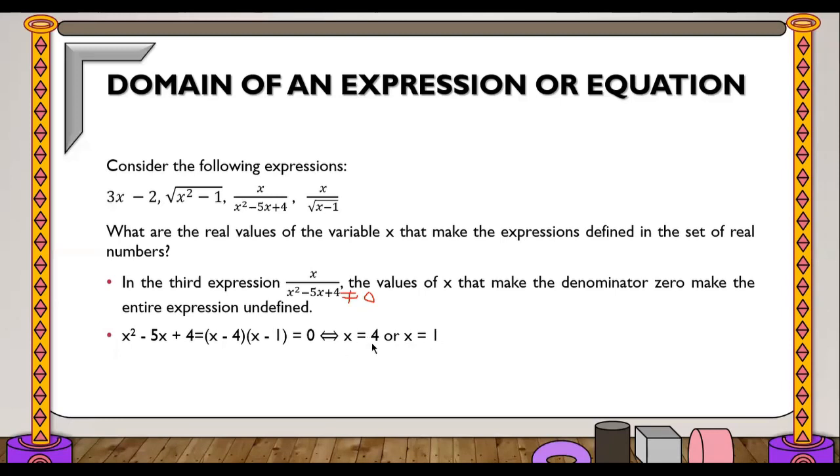Kapag sinubstitute natin yung x na 4, magiging 0 yung ating denominator. At kapag sinubstitute natin yung 1 doon sa ating expression, magiging 0 pa rin. Hence, the expression of x over x squared minus 5x plus 4 is not real when x is 4 and 1, kasi magiging 0 doon ang denominator.